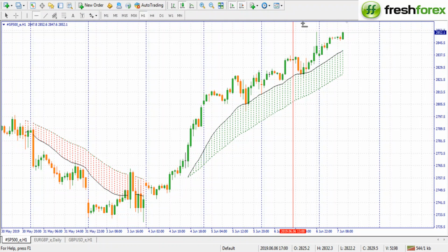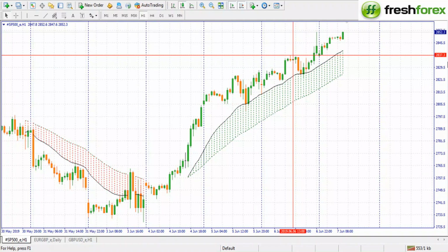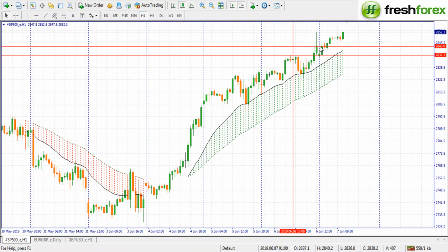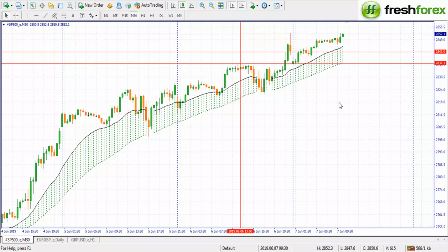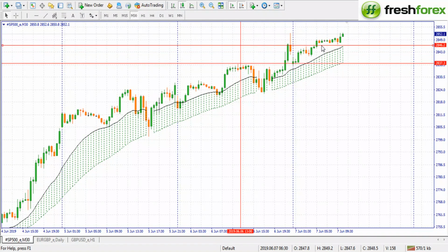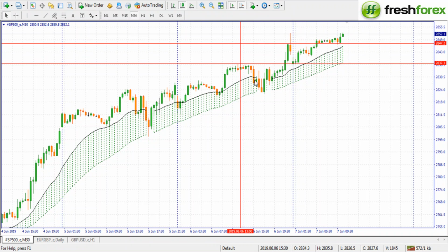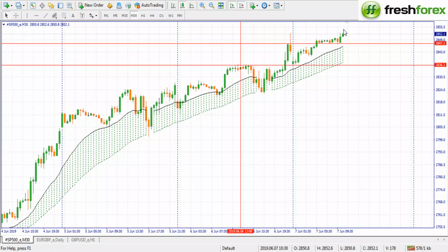SP 500, wait for a retracement maybe up to this level. Here we have the first one, 2837.3, or the next one should be here, 2843.0. The 30 minutes, the same thing, we are still upwards, but expect a retracement up to this level. So either way, in case price retraces to this level, 2847.2, we are looking for a buy. If it breaks below, then the next best place to buy from is this one, 2836.3.